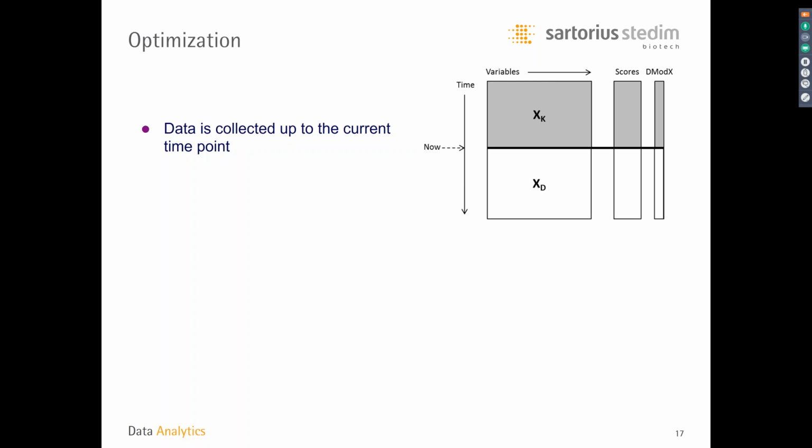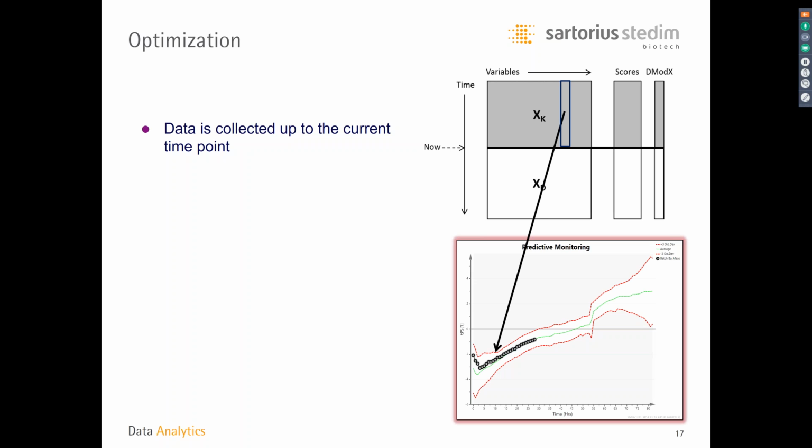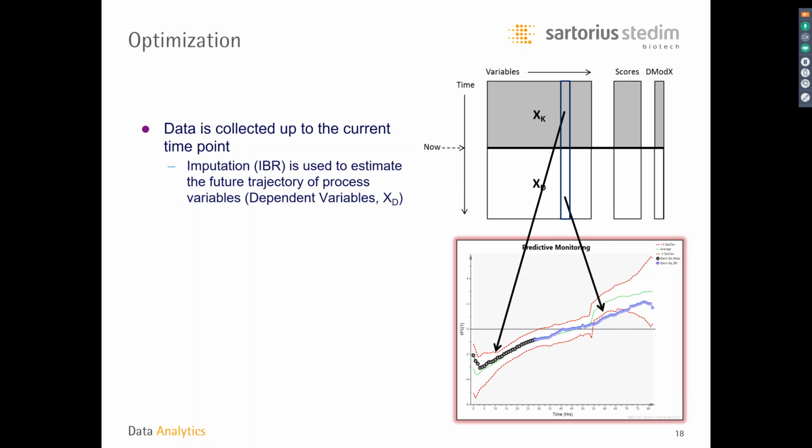These are measured values. If we have BEM monitoring, batch evolution models for monitoring, like I showed in the previous slides, then we can calculate the scores, DModX, Hotelling's T2 and whatever else for those known values. Then we have the future up until the end of the batch. I call this XD, which stands for the dependent X, the future values that are unknown. So in SIMCA-online or SIMCA, the XK is the data collected up to the current time point, and the XD are the future values of the dependent variables, which are found by imputation, like I just showed.